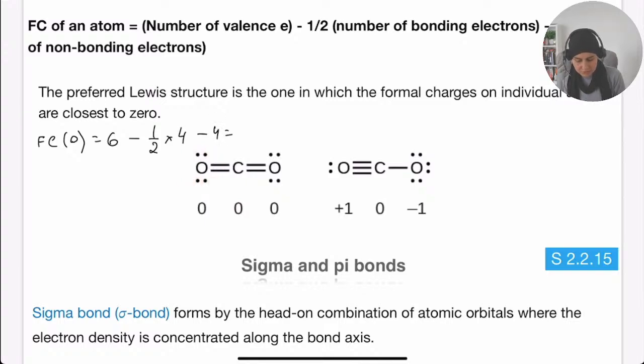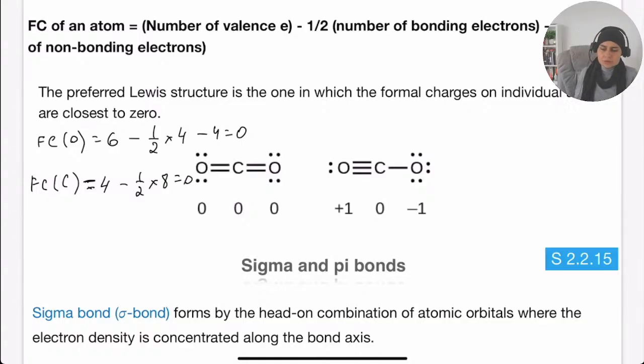6 minus 2 minus 4 is 0. Okay, the charge is 0. Then formal charge on carbon: valence electrons 4 minus half times bonding electrons, 1, 2, 3, 4, 5, 6, 7, 8. No non-bonding, so 0.